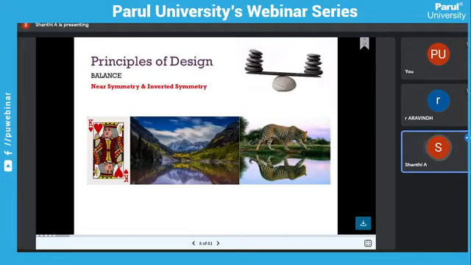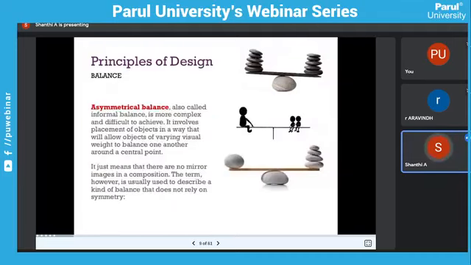When I see this particular image without this, it cannot give me a complete completeness. So we have two things here, and it is balancing on either side.